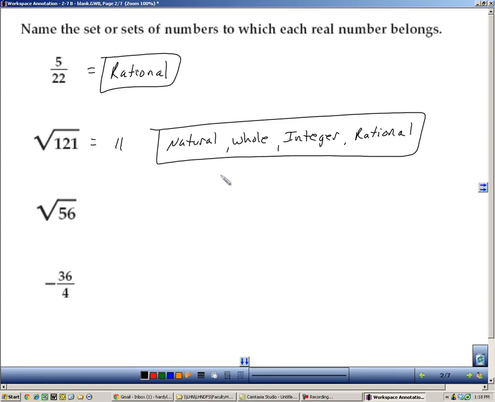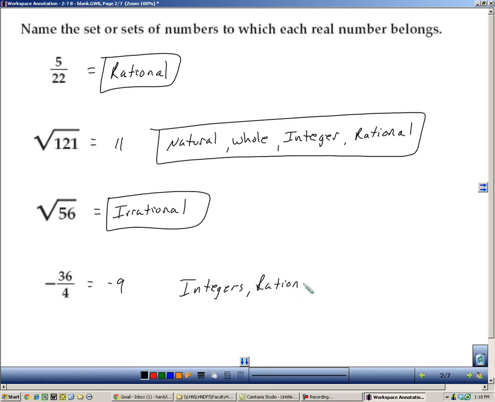Well, square root of 56. If you have a calculator, you can plug that into your calculator, and you will see that it doesn't repeat, it doesn't terminate, it's not any of these, so it's irrational. And negative 36 over 4. 4 goes into 36 9 times, so this is really a negative 9. Now, negative numbers are not natural, they're not whole, but they are integers, and it could be written as a fraction, so it's rational.